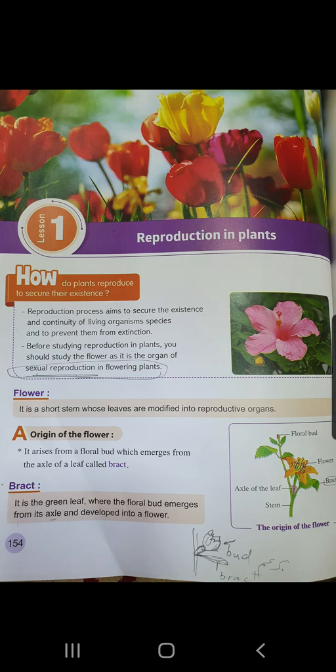This way, we keep the living organism from extinction, keep the continuity of living organisms. So reproduction is a process that aims to secure the existence of living organisms and prevent them from extinction.